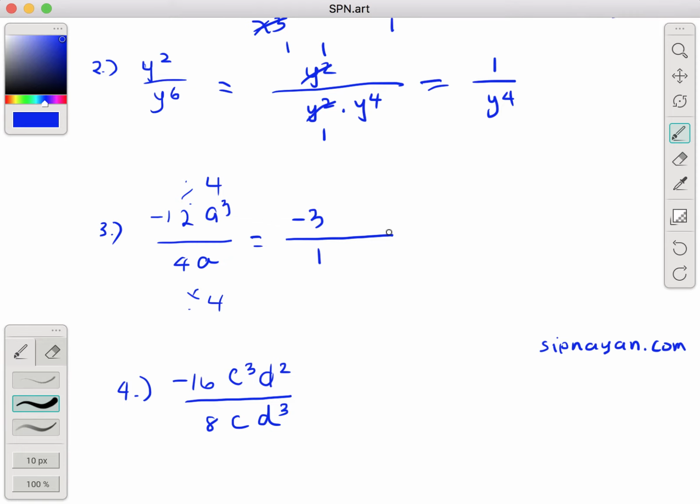Mas malaki to, so pwede natin siyang expand such that meron siyang a, di ba? So, a squared times a over a. So, pwede tayo mag-cancel yung a. A divided by a is 1. So, negative 3 times a squared times 1 is negative 3a squared. And then 1 times 1 is 1, meaning negative 3a squared.